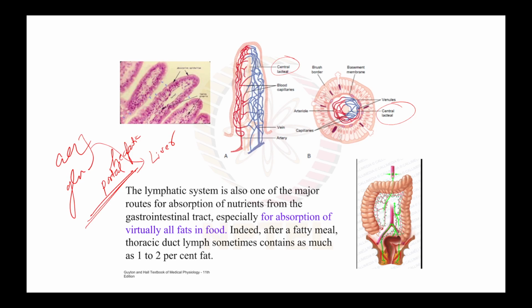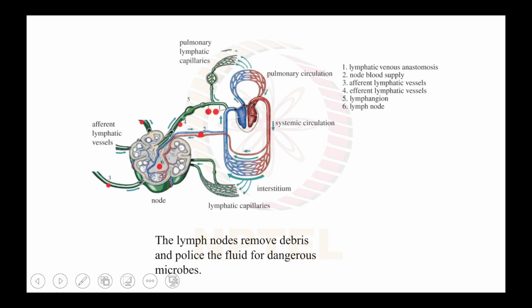This is the absorption of virtually all the fats in the food. Indeed, after a fatty meal, the thoracic duct lymph sometimes contains as much as 1 to 2% fat. So the fat absorption work is also done by the lymphatic system of our body. We saw lymph capillaries, and there are nodes present. This is the structure of a lymph node.